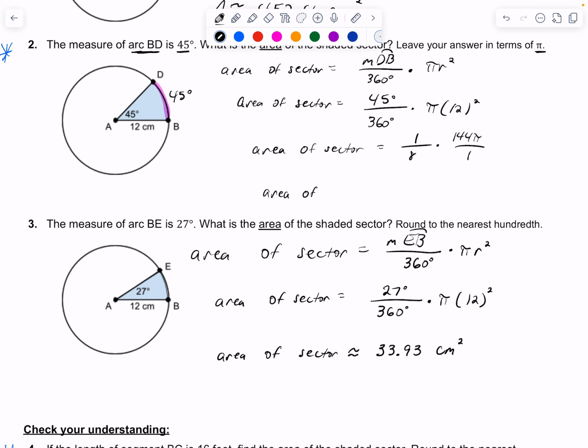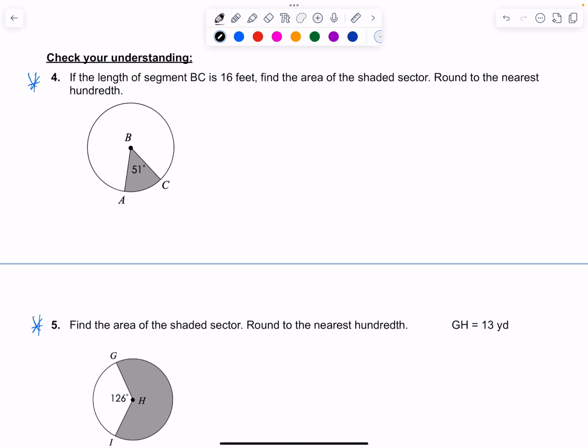Okay, you see number 3 is finished. It's the same idea as number 2 that we just did, just no leaving it in terms of pi. This one, I rounded to the nearest hundredth. So let's do some more practice. Number 4, it gives us the radius. Segment BC here is 16 feet. It wants us to find the area of the shaded sector.